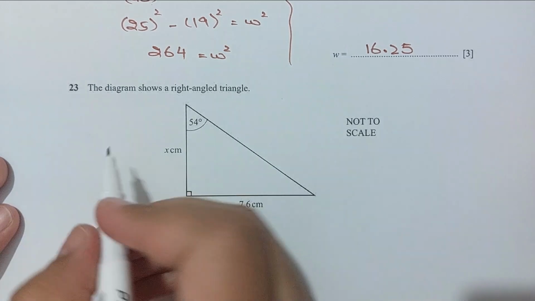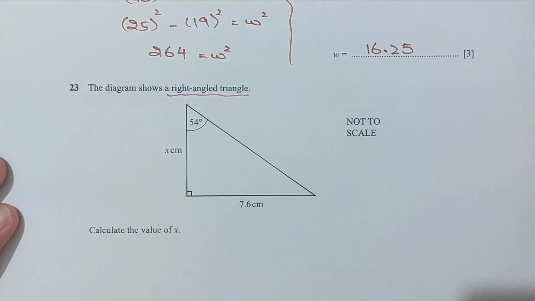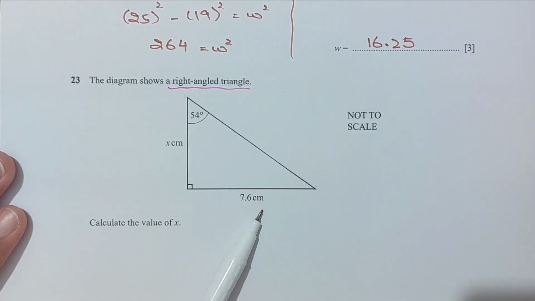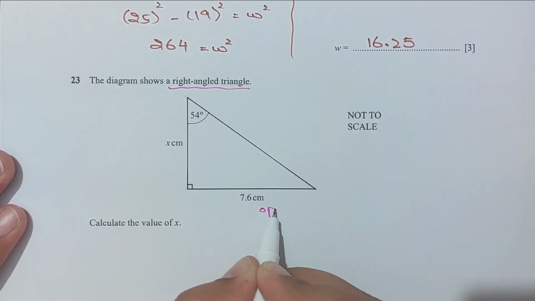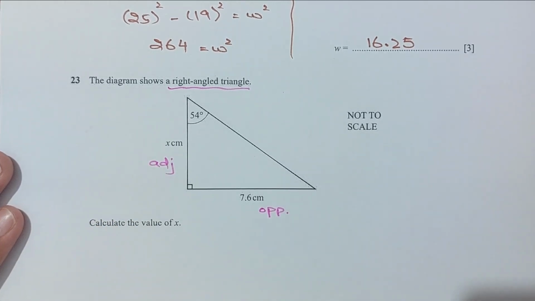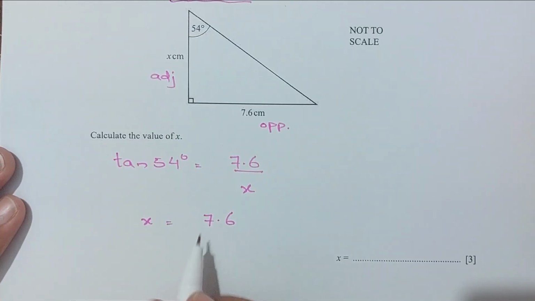Question number 23. The diagram shows a right angled triangle. Calculate the value of x. The angle is given, its front side is opposite, and this is adjacent. So which trigonometric ratio involves opposite and adjacent? Because it is a right angle triangle, we can apply a trigonometric ratio. Tangent involves it. So tangent of that angle 54 degrees is opposite over the adjacent. Cross multiplied, x would equal 7.6 over tangent of 54 degrees.